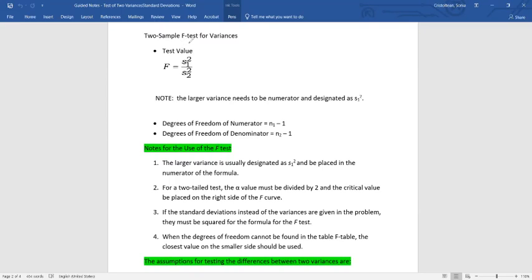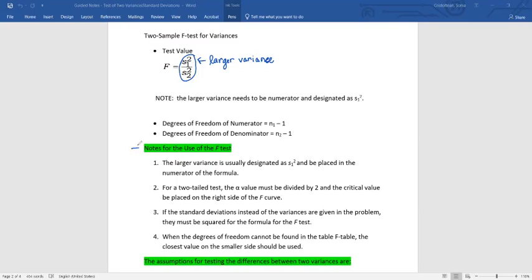The test value for an F test, which is a test for two sample variances or standard deviations, looks like this: S1 squared over S2 squared. You'll want to make sure that always the larger variance is in the numerator. The degrees of freedom of the numerator will be N1 minus 1. Degrees of freedom of the denominator will be N2 minus 1, where N1 and N2 will be, of course, the sample size for each one of the samples.